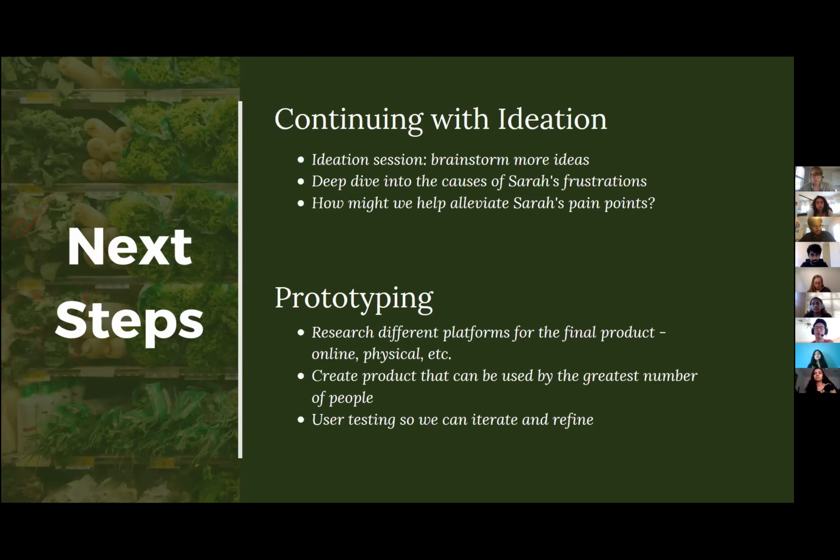But no matter which prototype we choose, we will have to research the different platforms for the final product, whether that be something like an online app or something a little more physical. We want to create a product that can be used by the greatest number of students. And once we settle on a prototype, we'll start to do user testing so that we can iterate and refine our prototype.